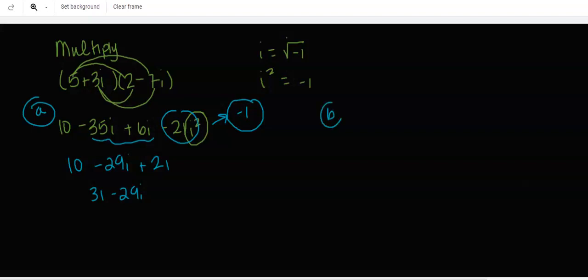Here's the second one. 4 minus 5i squared. I need to make sure I rewrite that: 4 minus 5i times 4 minus 5i. And then I do the distributive property. Please be careful about that. All right, let's talk about dividing.